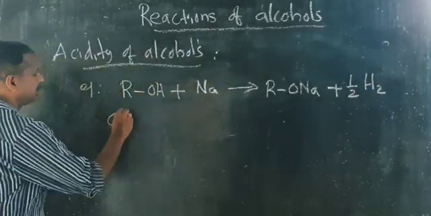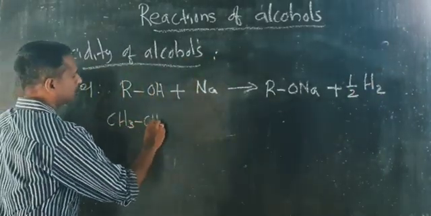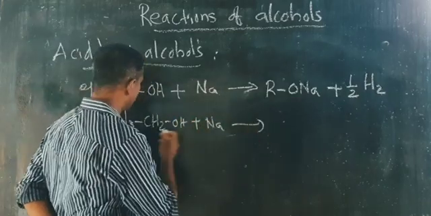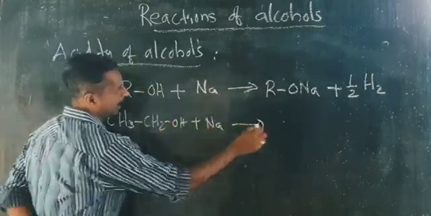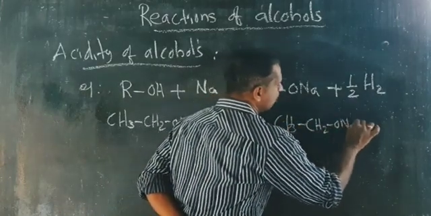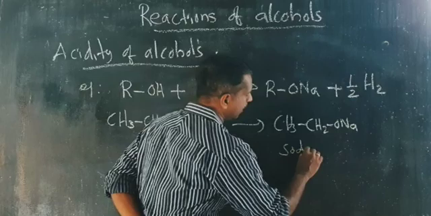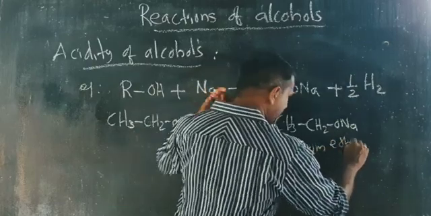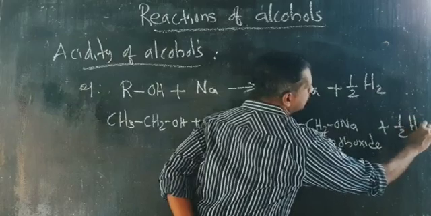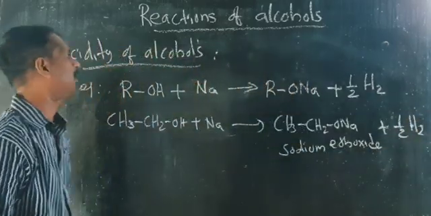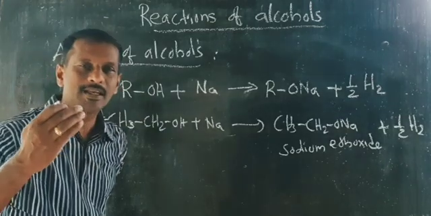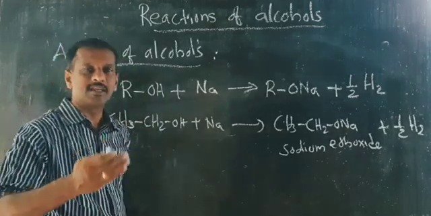A particular example: if you take ethanol, CH3CH2OH, and react it with sodium, we get CH3CH2ONa, sodium ethoxide, plus half H2. Here you can see that alcohol is acting as an acid, and keep it in mind, alcohol is very weakly acidic in nature.